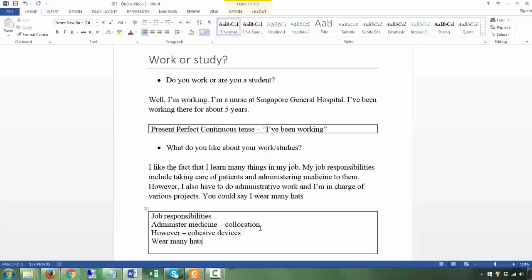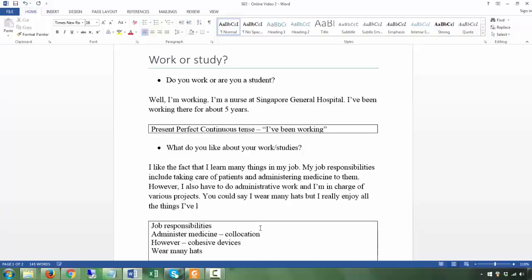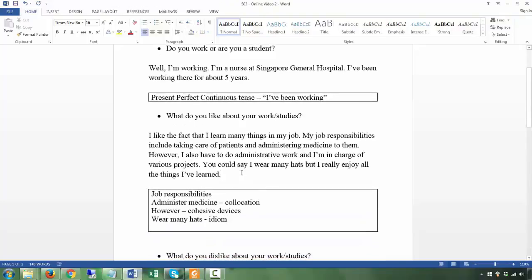At times you are taking care of patients, and after that you also have an administrative role of doing administrative work, and maybe a project leader. You're also a project leader, and therefore you have this role of being a project leader. So you're wearing many hats. You could say I wear many hats, but I really enjoy all the things I've learned. So even though I do a lot of things, I really enjoy the things I've learned. This is an idiom.